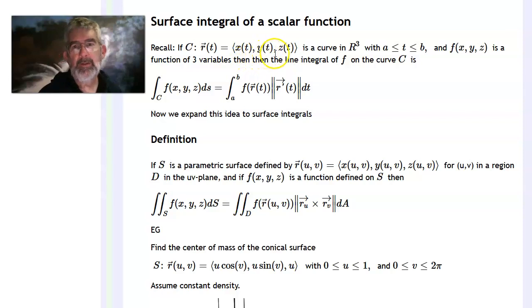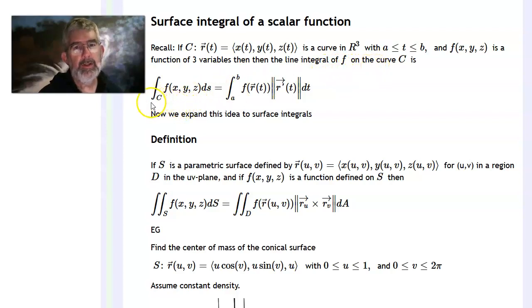x of t, comma y of t, comma z of t. This is in R3, and t is between a and b. And suppose we've got a function f of x, y, z, that is a function of three variables and it's defined on the curve C. Then we say the line integral of f on the curve C is this.